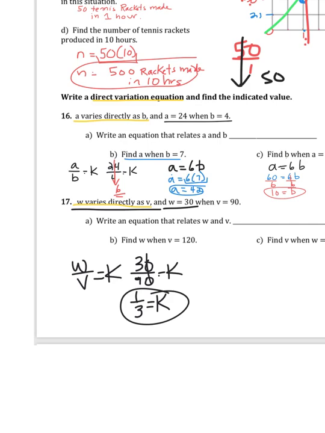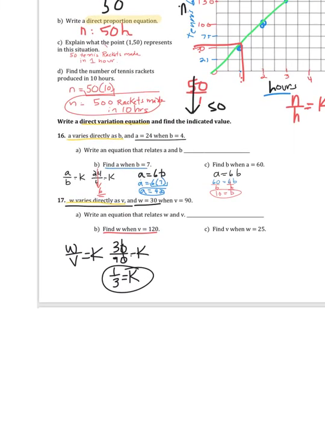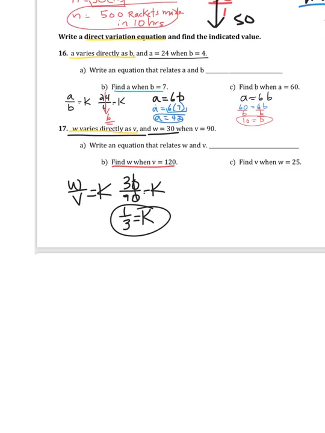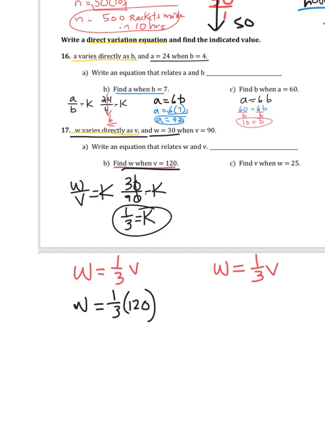All right, so now I have to write my equations. I'm going to use them for these two problems. So the equation is, I'm going to write them right under here. W equals 1/3 V. Find W when V is 120. W equals 1/3 of 120. And I'll just write out this equation while I'm at it.